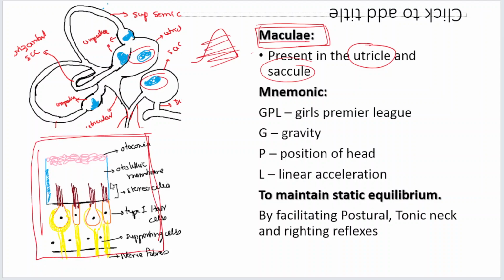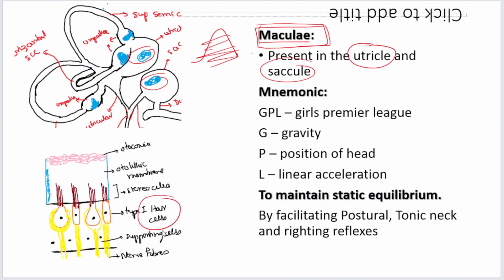Okay, macula looks like a box. So what are the various parts of this? Again, you have the hair cells. Hair cells are supported by the supporting cells. Under them, you have the nerve fibers, which are connecting them to the brain through the vestibular nerve. In these are present hairs.